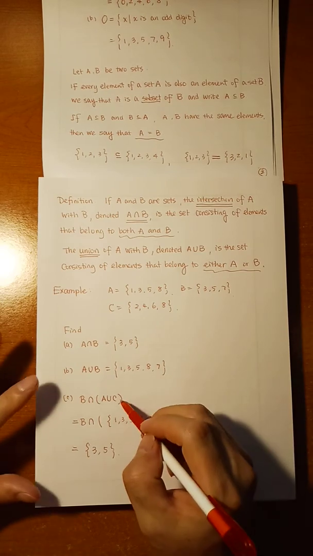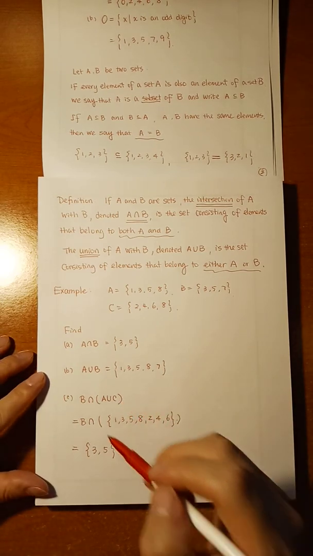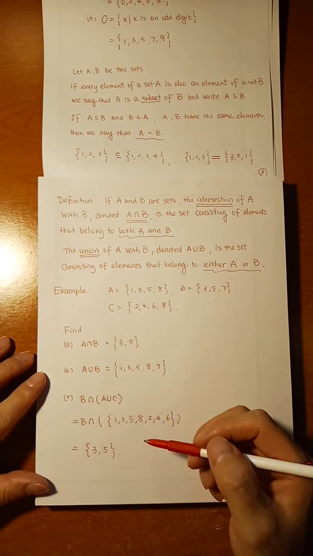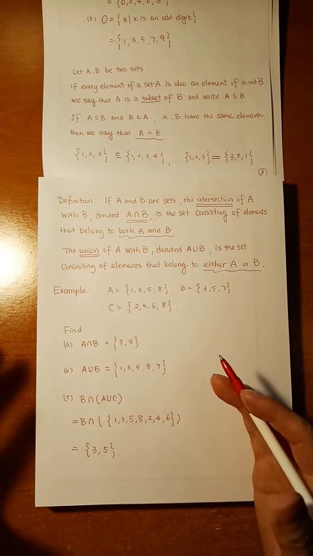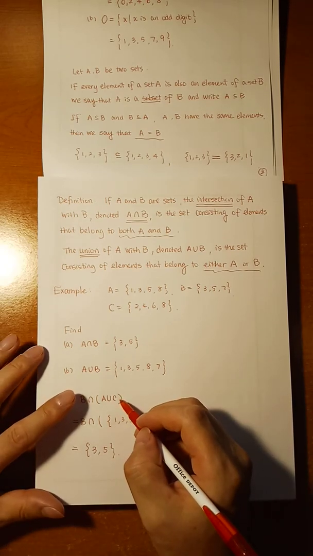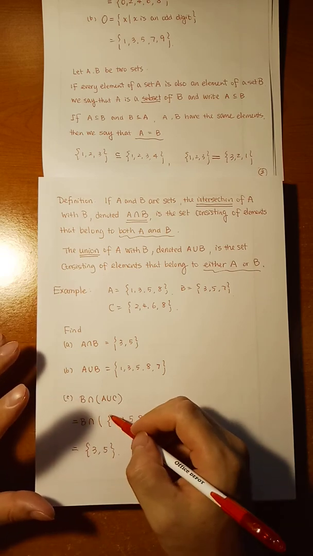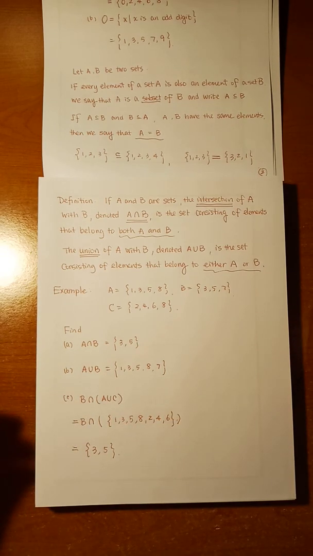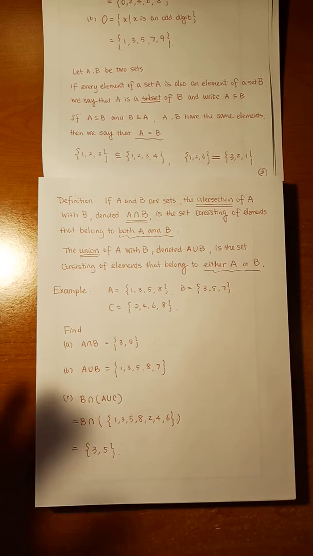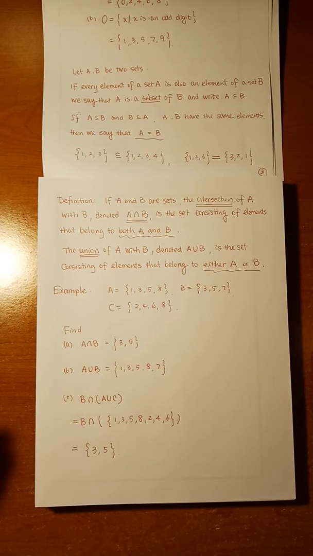Okay, so again, to talk about intersection or the union among several sets, if you have parentheses, you need to compute what's inside first. It's like the computation of numbers. If you have a parenthesis, you're going to compute the internal operation first. All right.